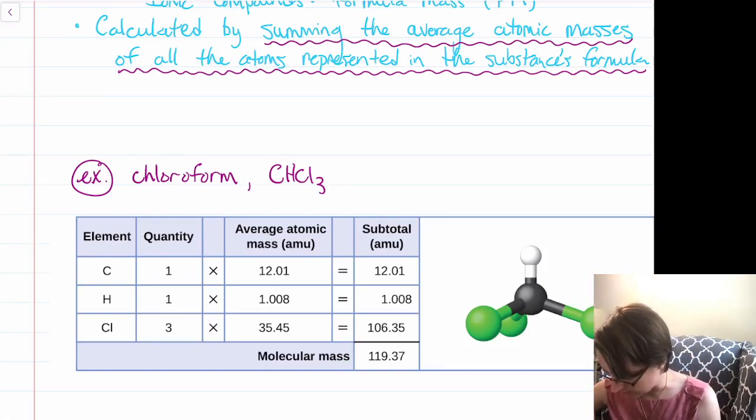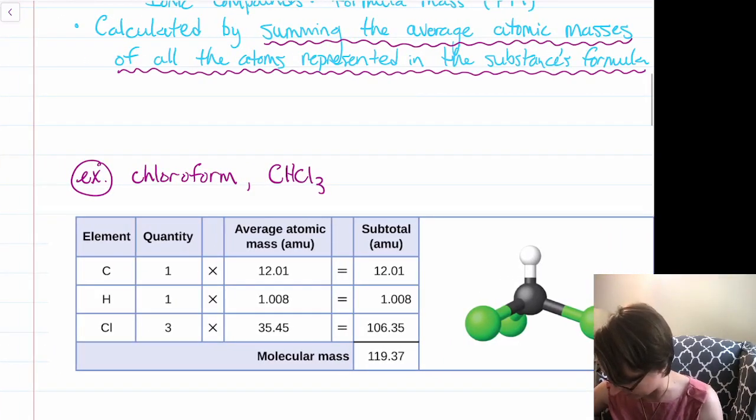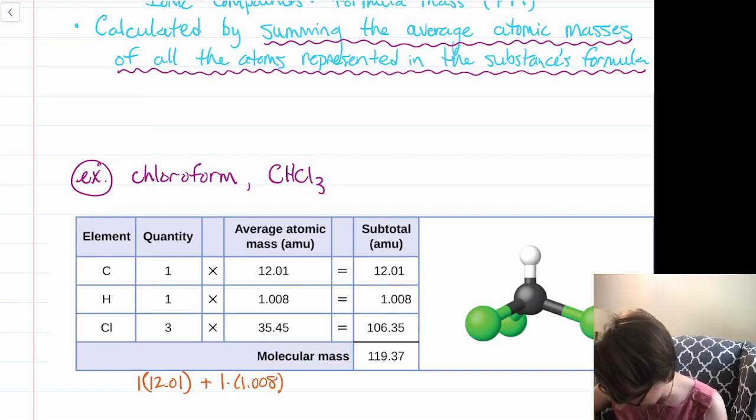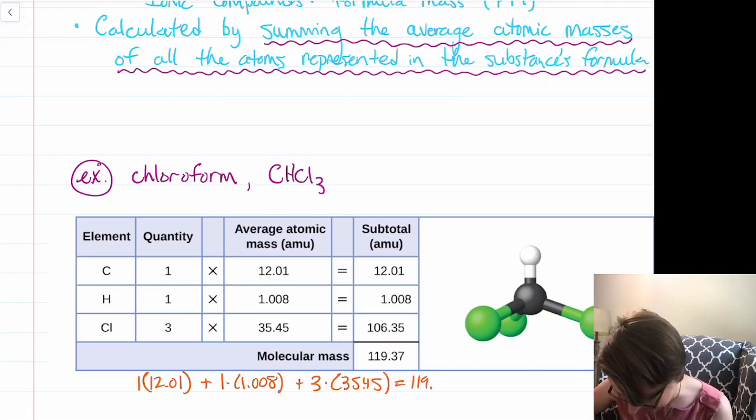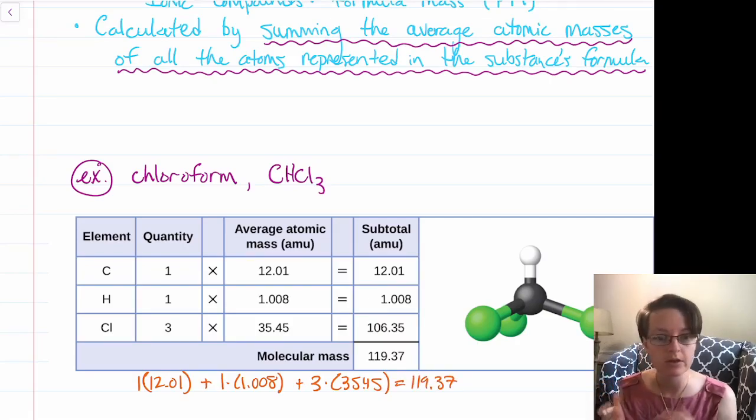I sometimes like to do this all in one line, and that is totally fine. So if I was doing this on my piece of scratch paper to determine the molar mass, I may say that there's 1 times 12.01 plus 1 times 1.008 plus 3 times 35.45, and that'll give me the same number. Again, we're just adding up for each atom that is present in the compound all of our average atomic masses, and that's going to give us our molecular mass.